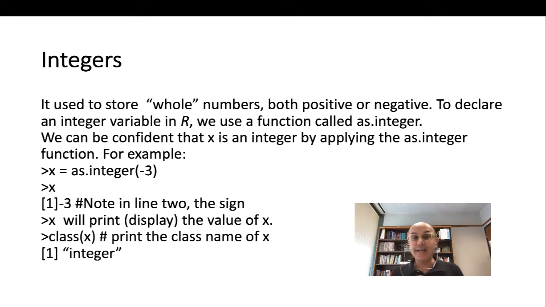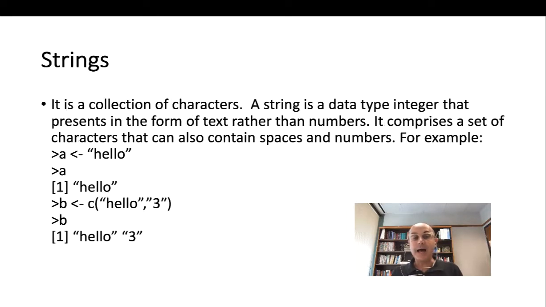Integer is the idea that we are using a whole number. To declare an integer variable in R, we usually call it as integer. For example, x as integer of minus 3, and as a result, R will keep it as an integer and identify itself as an integer. Again, this is the example.